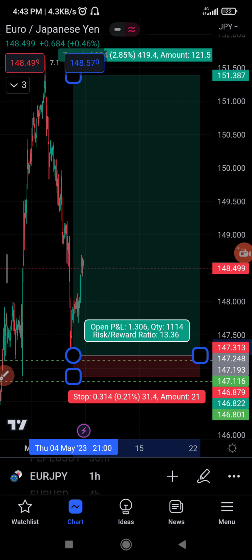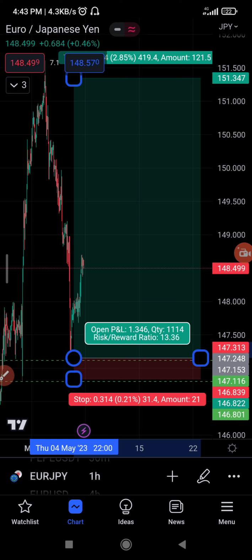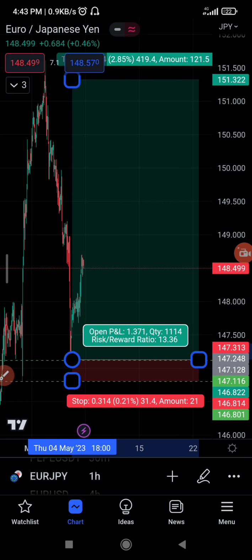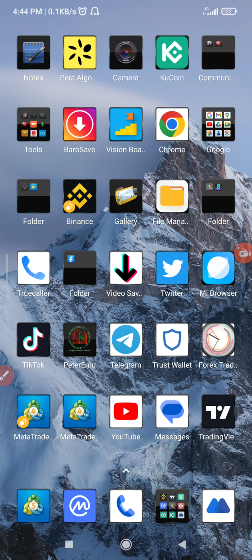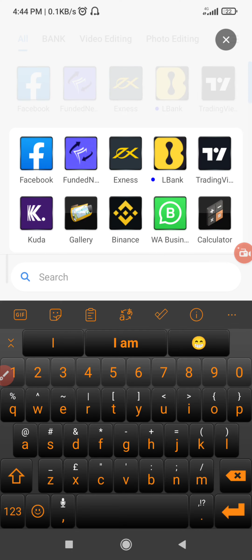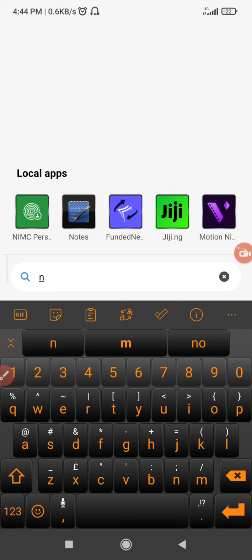Now let's assume I took this trade and I'm willing to lose just $20. Okay, I'm willing to lose $20. So what I'm going to do is take that 31.4, which is the stop loss, right? Then divide it by the capital I'm going to use. Let me see if I have a note where I can make the note so you can see what I'm saying.